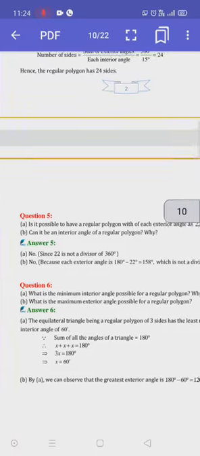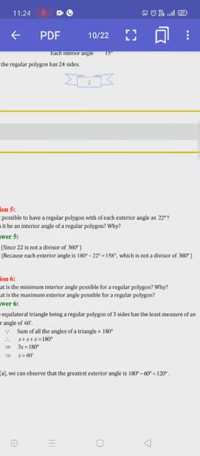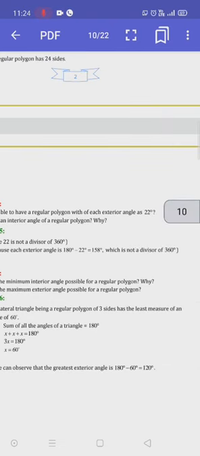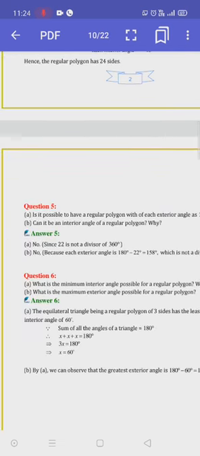Similarly, if we take interior angle 22, we know very well the sum of one interior and one exterior angle equals 180. So if we subtract interior angle 22 from 180, we'll get exterior angle 158. Again, 360 will not be divisible by 158 correctly. So again the answer will be no.